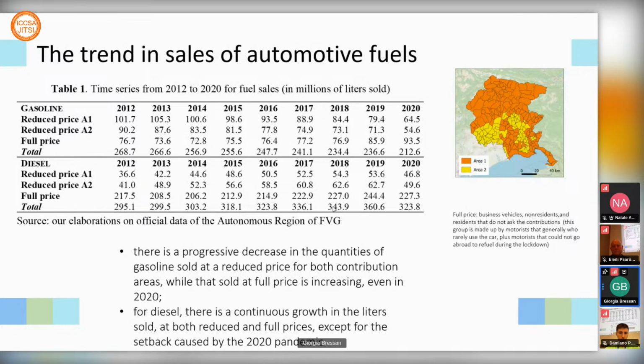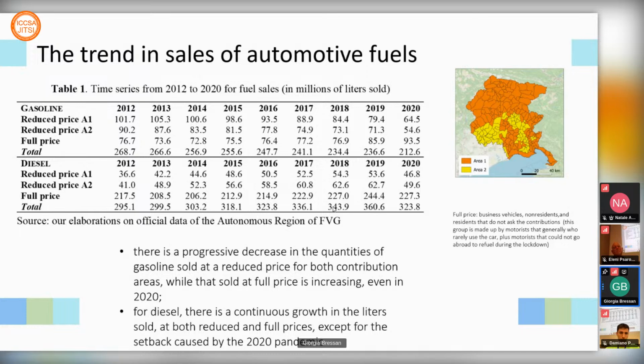First of all, we want to show the trend in sales of automobile fuels. The data regards the period from 2012 to the outbreak of the pandemic. As I've mentioned, the regional law 14 of August 2010 was enforced, which has been in force from late 2018.